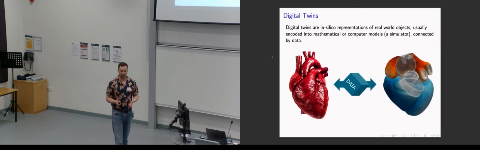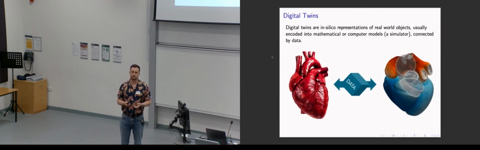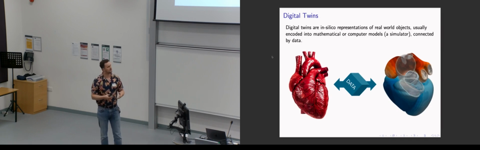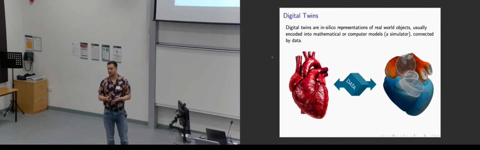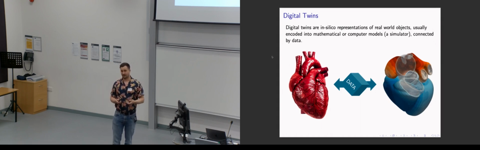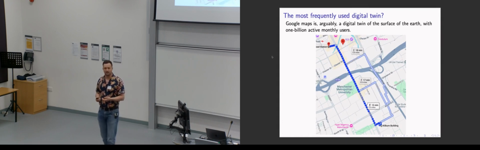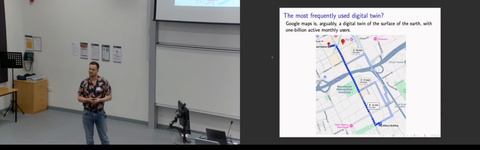Digital twins are one of those where pretty much everyone you talk to will have a slightly different definition. But sitting at the core of all of that is that a digital twin is an in silico representation of a real-world object, usually encoded into a mathematical or a computer model. And then the real-world object and your digital twin are in some way connected by data, hopefully passing in both directions. Potentially the most frequently used digital twin is Google Maps, arguably a digital twin of the surface of the Earth.